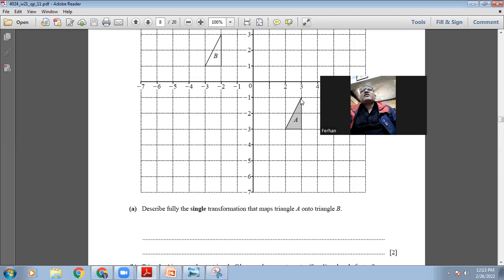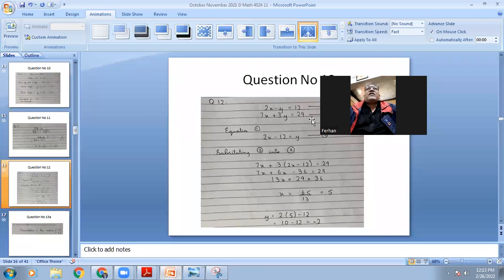Another method is you can count how much you have moved on the x and how much you have moved on the y. For example, this point is in the object and its corresponding point is here in the image. So check how much you have moved on the x and on the y. You have 1, 2, 3, 4, 5, so you have moved 5 steps to the left. So it's -5. Then 1, 2, 3, 4, and you have gone 4 steps upwards, so it's +4. So -5 and 4. Upstairs you write the x value, downstairs you write the y value.